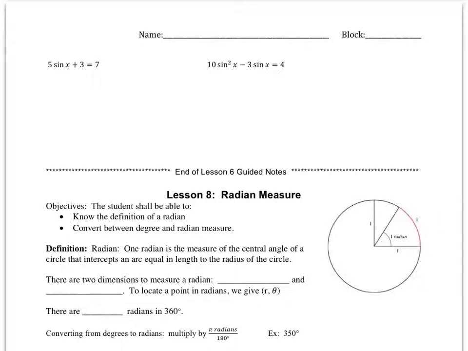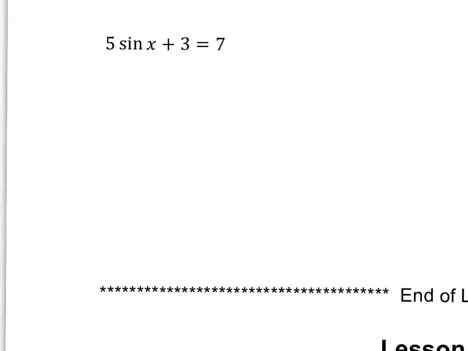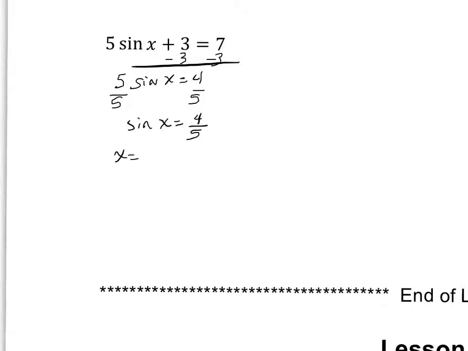We have two more example problems. This first example problem looks a lot like the other example problem, only it deals with sine. So let's run through this one. Remember, we need to get our sine x by itself. And so we'll subtract 3 and we get 5 times the sine of x equals 4. We'll divide by 5, and we get sine of x equals positive 4/5. So x will equal the inverse sine of positive 4/5.